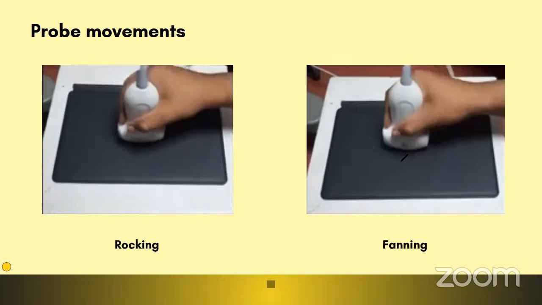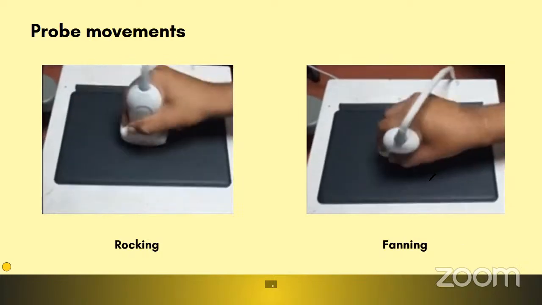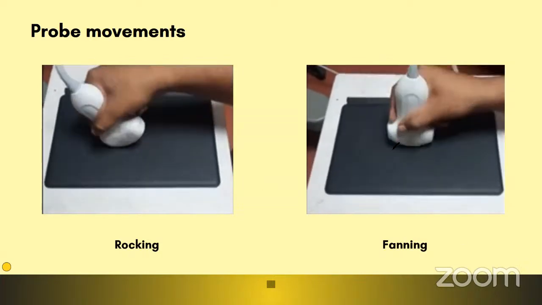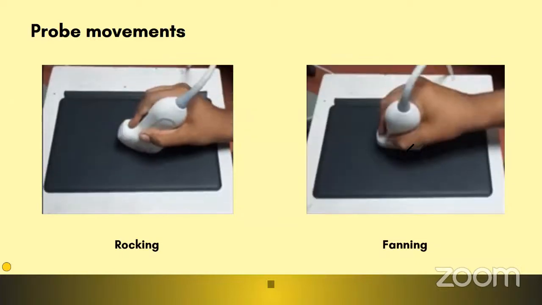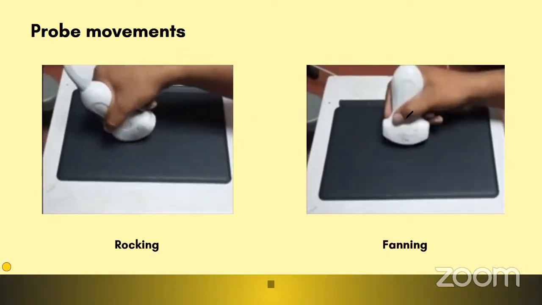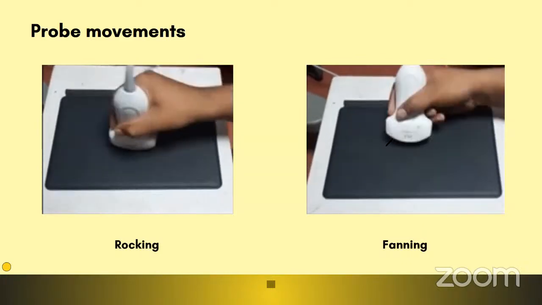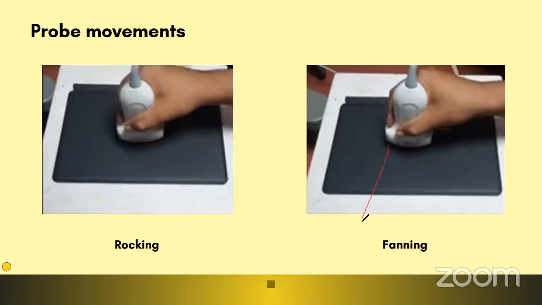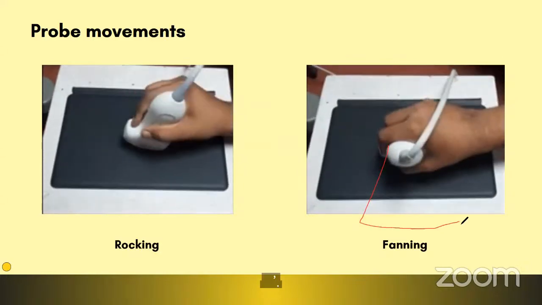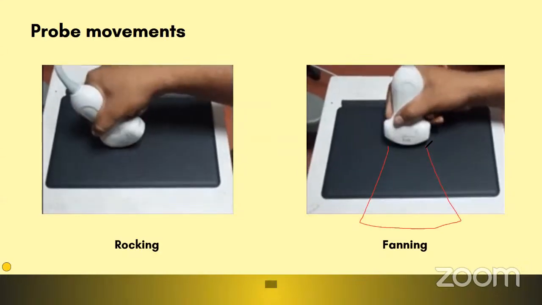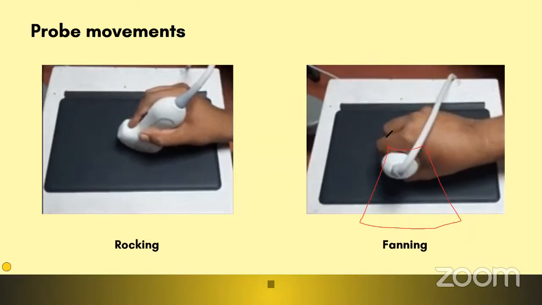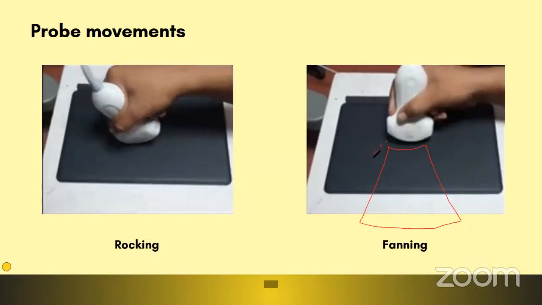Similarly, we have something called fanning. This is complementary to rocking. We fix the probe at a specific location and tilt it in the short axis. Fine. It is harder to appreciate on a 2-dimensional screen, so I need your imaginative powers.